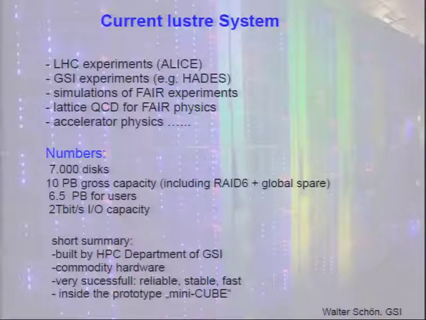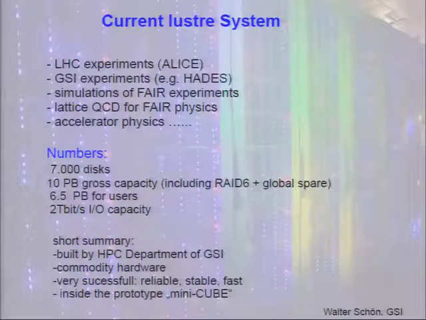From the numbers of our production system, it's about 7,000 disks. We have about 10 petabytes gross capacity, including RAID 6 and global spare. So if you go for what is usable for the user, you end up with about 6.5 petabytes for the users. And the whole machine is optimized for high I/O. We have 2 terabits per second I/O capacity, which we need for our experiments. So this is a special machine dedicated for really high I/O.